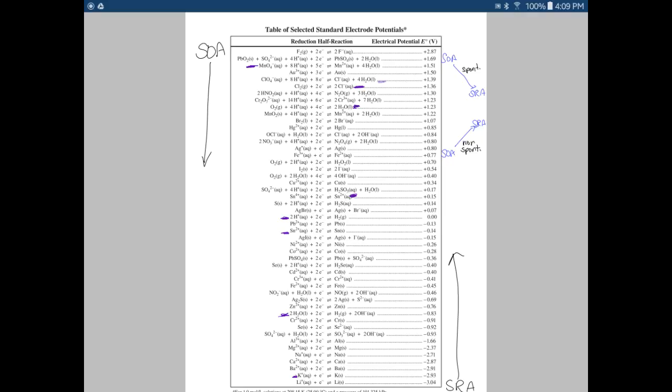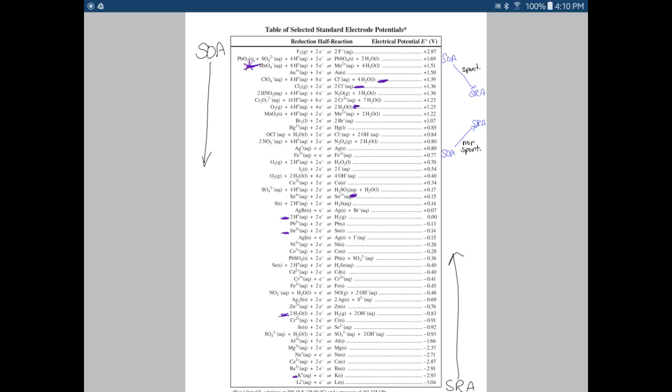We also see that chlorine mixed with water here could be an RA. Again, it's a weak reducing agent, so it's not a very good one. That is about it. So when we look at our data booklet here, we see that our strongest oxidizing agent is this one up here, our permanganate and our hydrogen ions combined. And our strongest reducing agent is actually this tin 2 down here. It's the strongest one, it's the closest one to the bottom that we found.